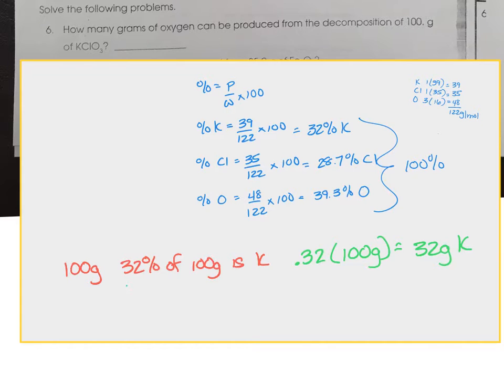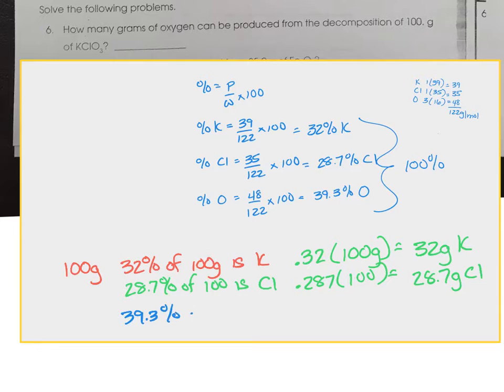So we've got 28.7% of 100 is chlorine. So that's 0.287 times 100 equals 28.7 grams of chlorine. And then finally, I'll do it in blue, we've got 39.3% of 100 is going to equal oxygen. So that's 0.393 times 100 equals 39.3 grams of oxygen.